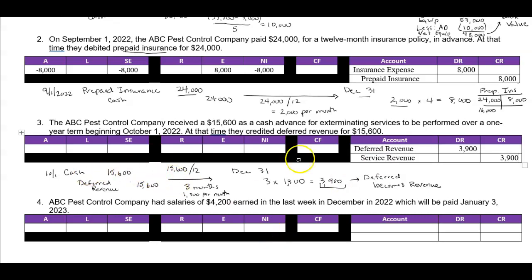How does that impact our financial statements? Well, deferred revenue, one, no cash is involved. Awesome. Deferred revenue is a liability. Our liabilities are going down by $3,900. Service revenue is a revenue. So our revenues are going up. When our revenues go up, the profit of our company goes up. Our net income goes up. When net income goes up, our stockholders' equity is going to follow suit. So that little piece there keeps us in balance. Keep that in mind as you go through.